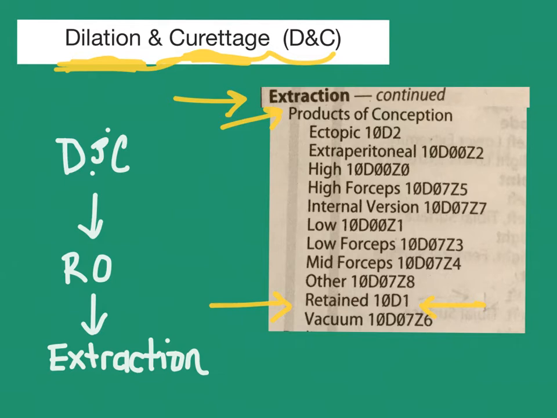We're sort of taking the same route we took for, say, a C-section. Remember, we had the classical C-section here. But we're just going to be using this subterm of retained instead.